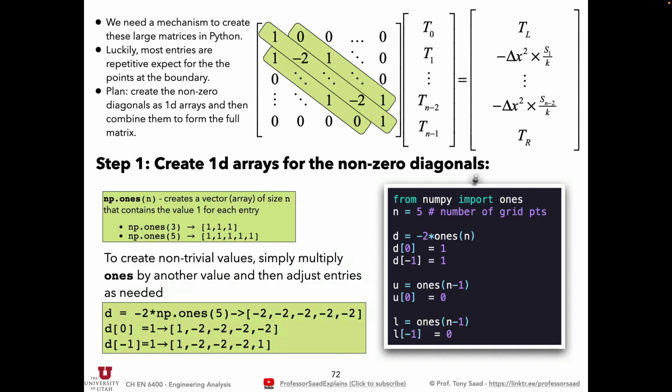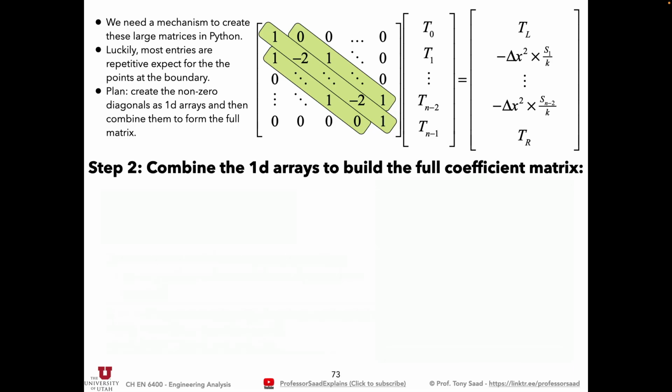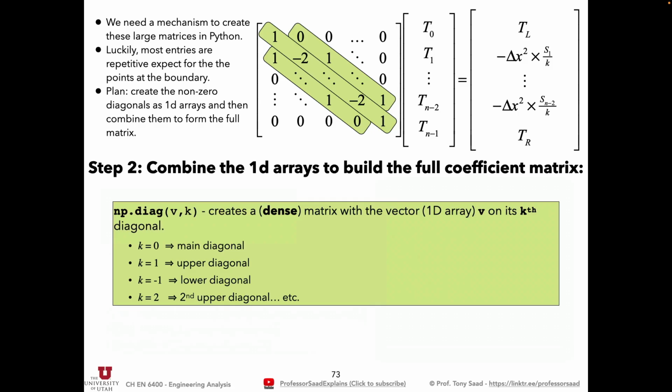So now we've created each one of these diagonals as a 1D array. The next step is to combine them and put them in a matrix. So now I'm only focused on the coefficient matrix. If I know the coefficient matrix, I can solve the system of equations. The next step is to combine these 1D arrays to build the full coefficient matrix. There's another routine in numpy, because they've thought about all of this, that takes a 1D array and places it on whatever diagonal you want in a matrix. Okay? And that is called numpy.diag, for diagonal.